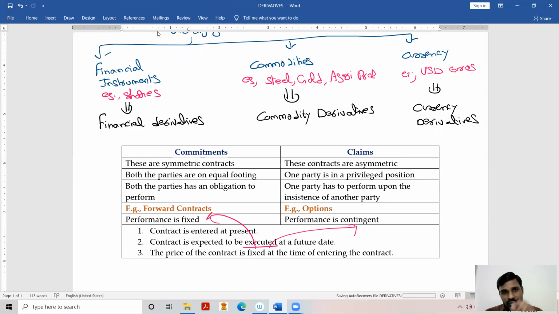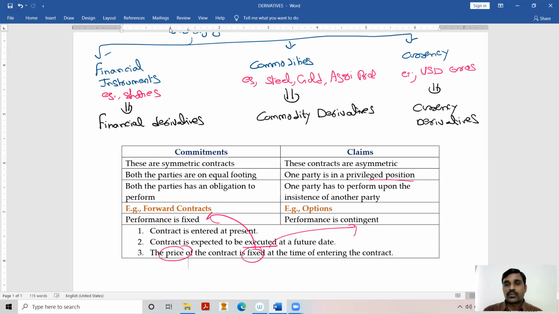In both cases, if at all it is executed, the price is fixed today itself. Whether it is a forward contract or an options contract, if they are executed, the price is fixed today itself. But the difference lies only in whether they will be executed at all or not. In case of forwards, definitely they have to be executed. In case of options, it depends upon the choice of the privileged person.